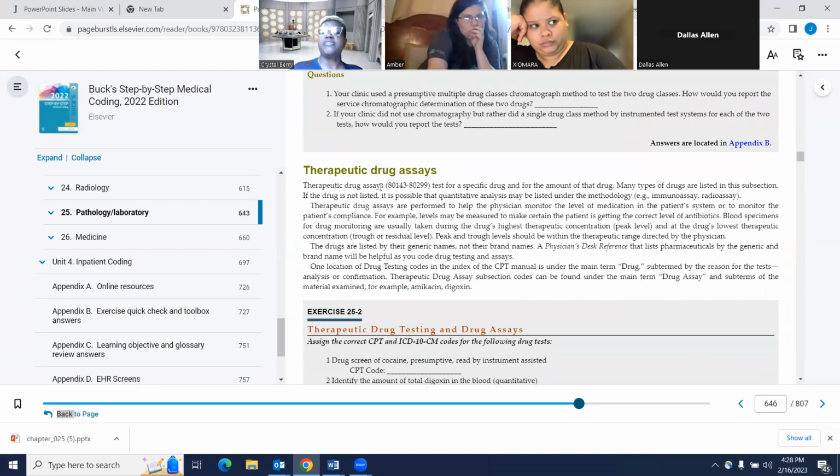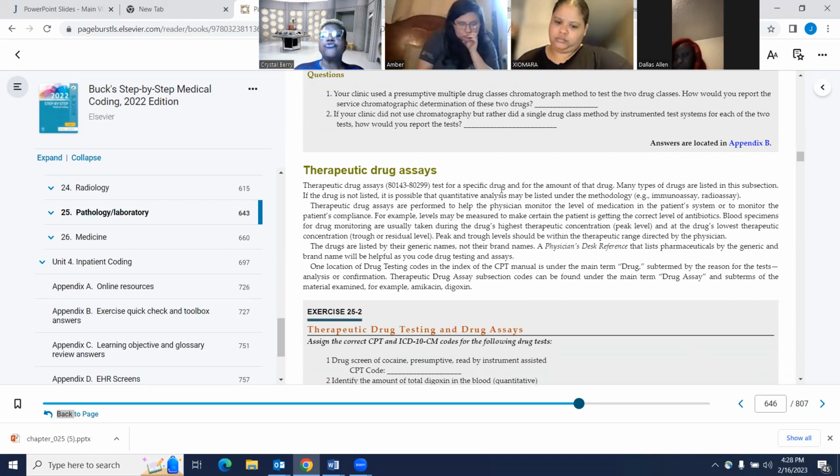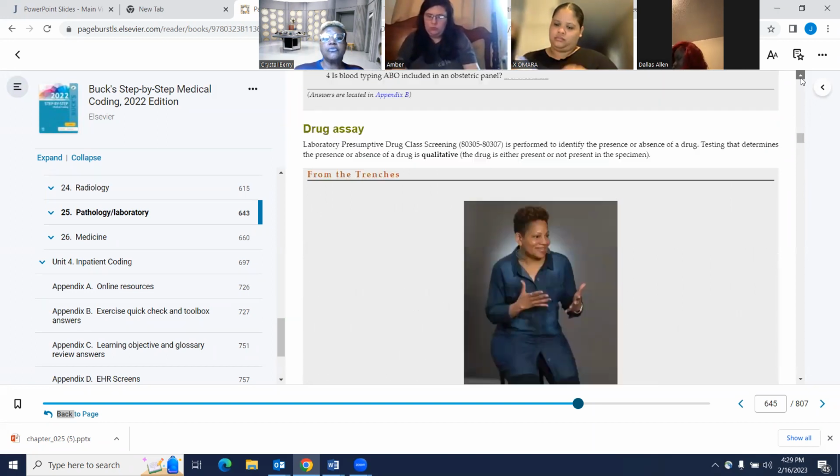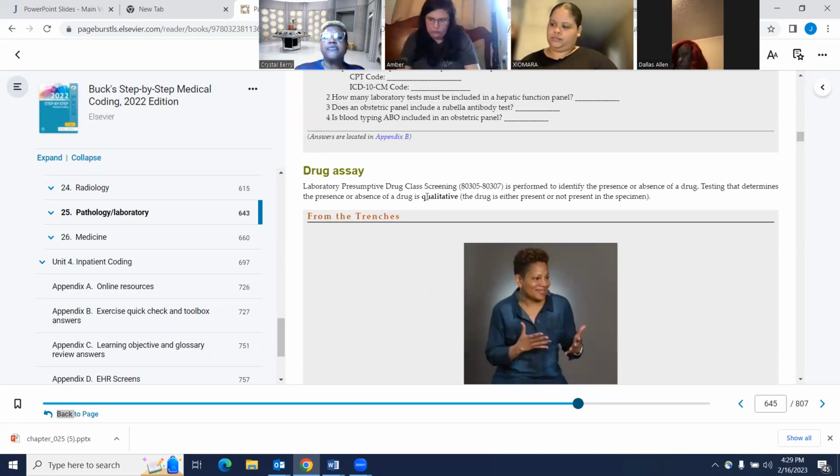therapeutic drug assays. So it's a difference. Therapeutic drug assays is 80143. Look, it's a wider range through 80299. So look at the difference. The therapeutic drug assay is a test for a specific drug and for the amount of that drug. Therapeutic is for a specific drug. Let's go back: laboratory presumptive drug class screening is just to identify the presence or absence of a drug.